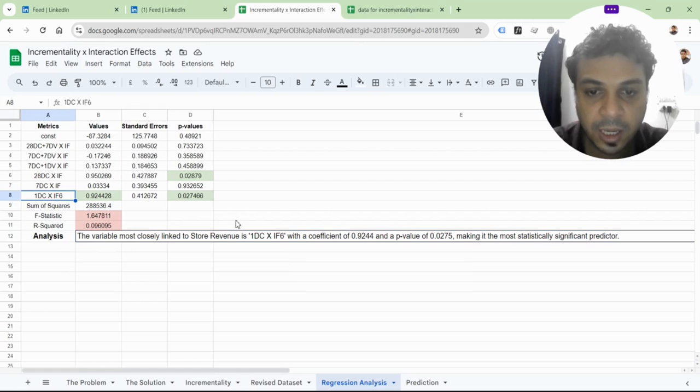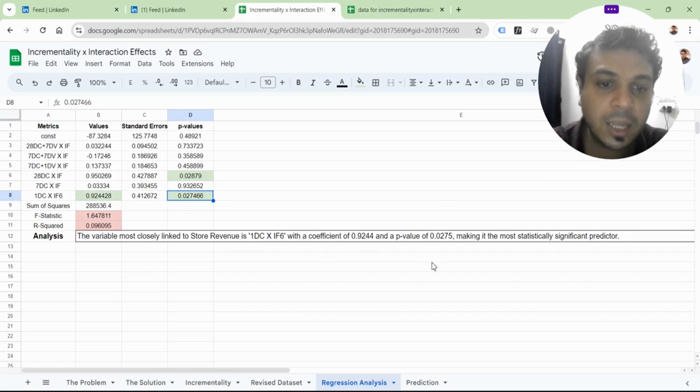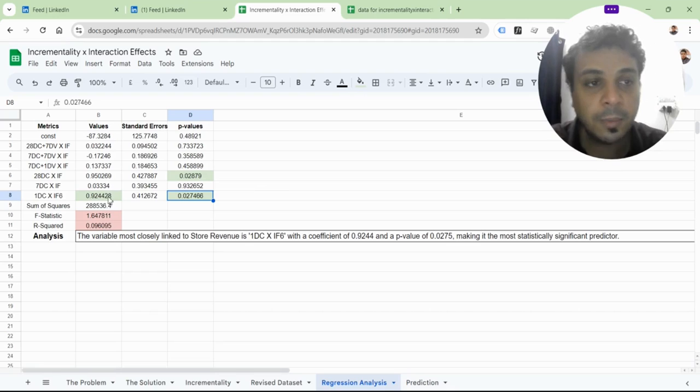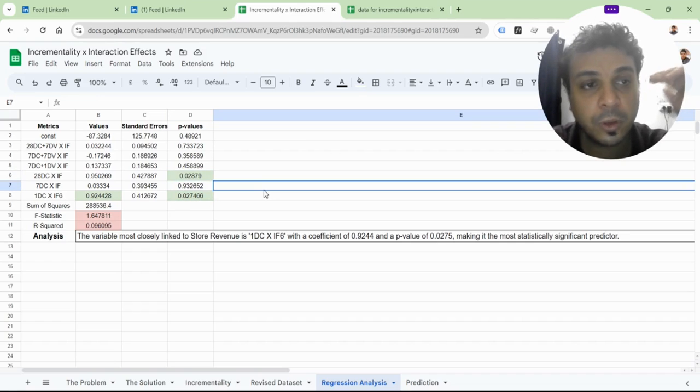That's what we thought in the hypothesis, and it has a pretty good coefficient and a pretty low p-value. It actually has the lowest p-value, right? So that's why it's been considered here as the variable which is most closely linked, because it's the most statistically significant predictor. It does not actually have the highest coefficient, interestingly. The 28-day click has a higher coefficient, but that's fine. I mean, that's not the only thing we should be looking for. We should be looking at p-value, but it's also important to look at other things.